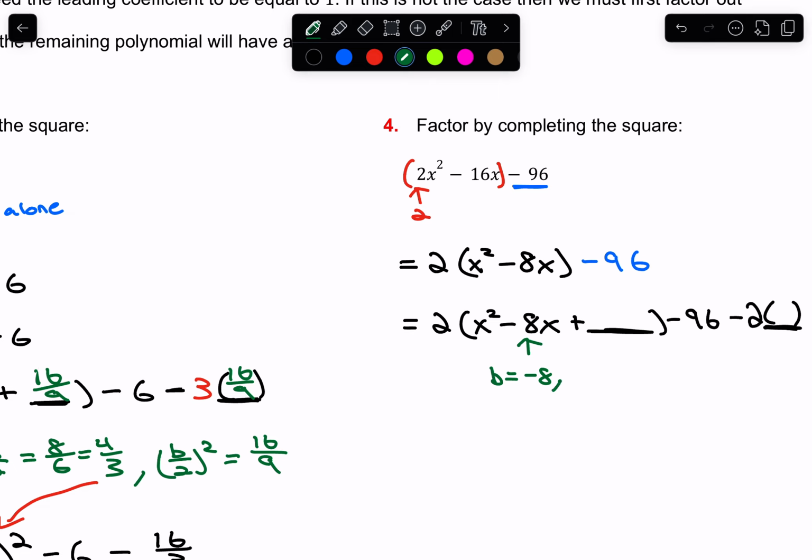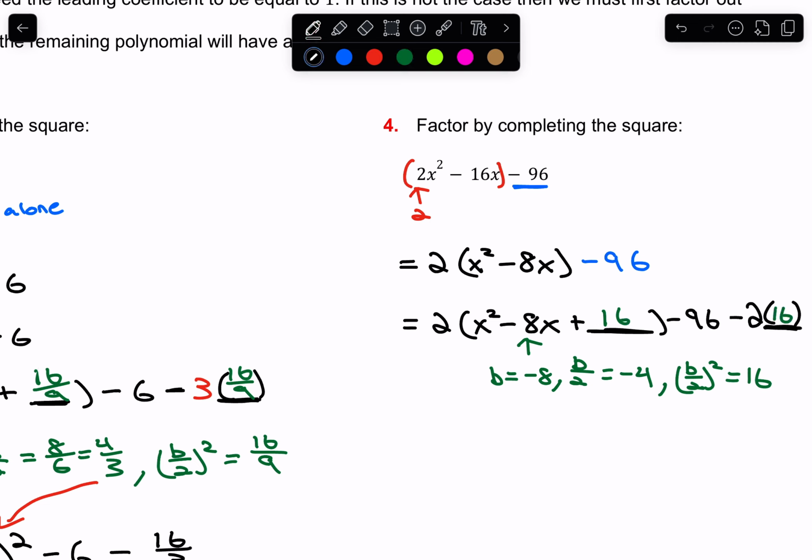If we take -8 and divide by 2, b over 2 is equal to -4. And now we're going to square that. So b over 2, the whole thing squared, is equal to positive 16. Because we take -4 and when we square it, 2 negatives make positive. So I'm going to put positive 16 in both blanks.